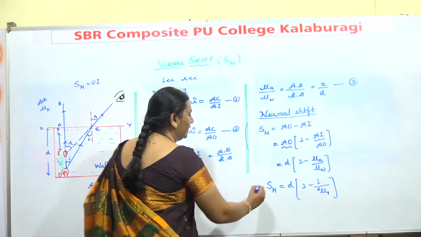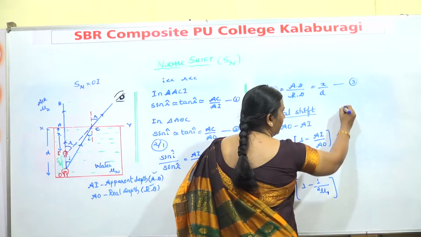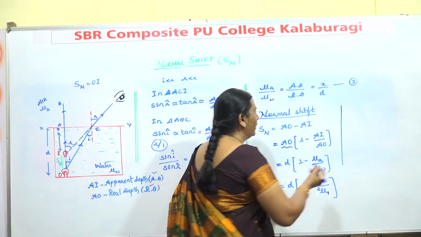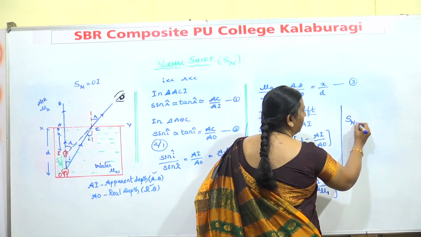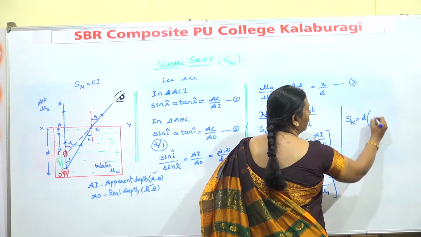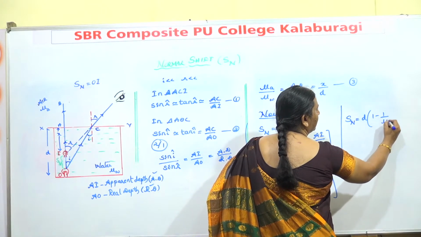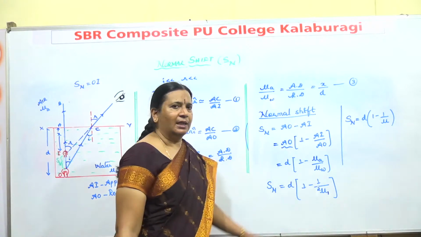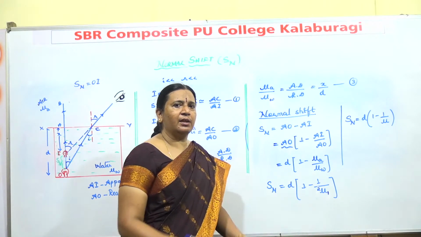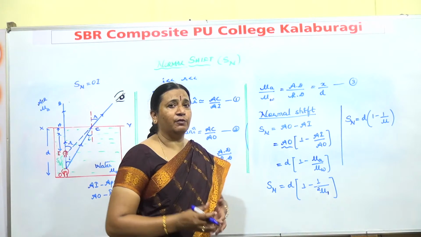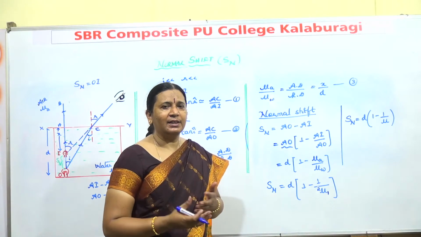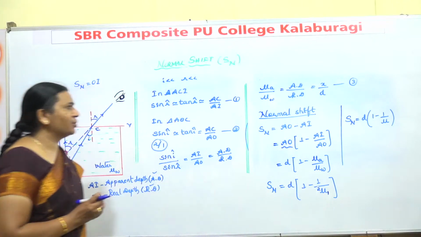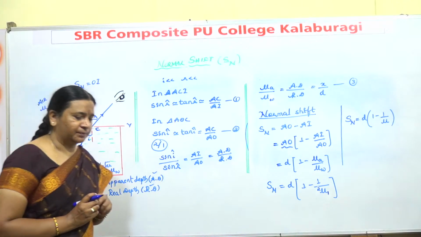So in the present case, since we are having a as 1, it becomes simply d into (1 minus 1 divided by mu of water). I take it as only mu because the other medium is air. Whenever the other medium is air, you can take only that medium in which you are having the fish or coin, whatever the example or bulb. So this is to calculate your normal shift.